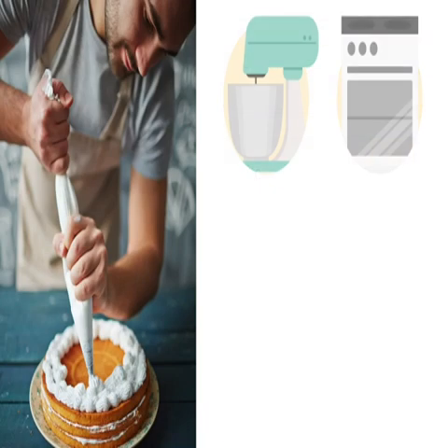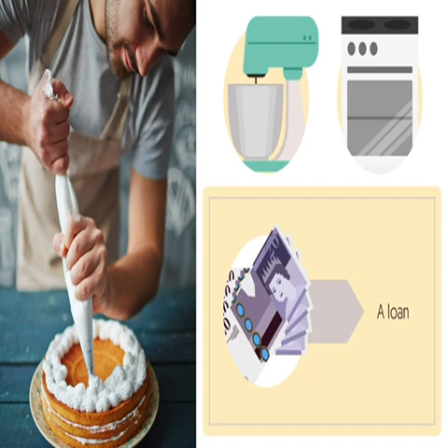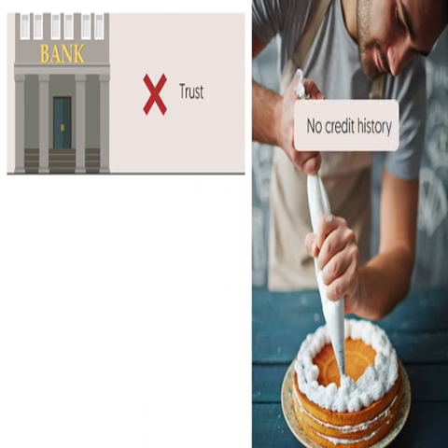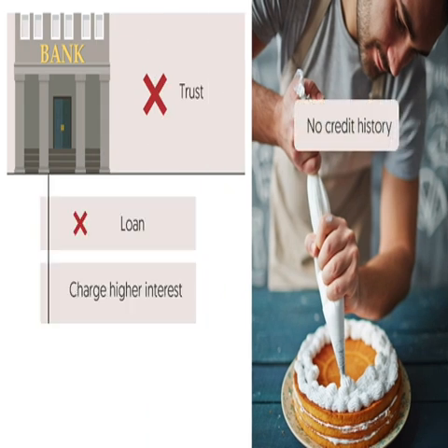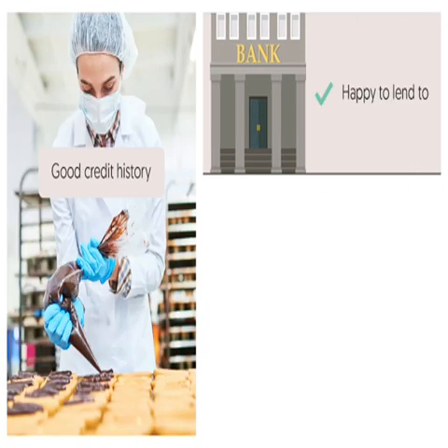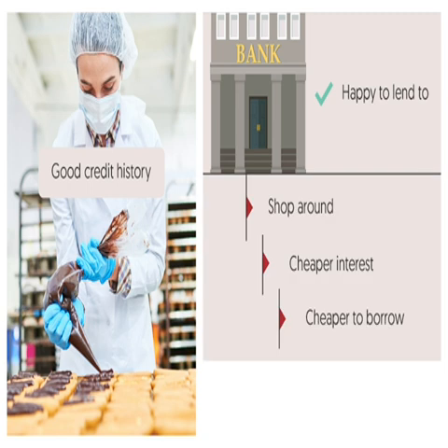For example, if I was making a cake, I'd need to buy a range of equipment like a mixer and an oven. To get this money, I might need a loan. As an individual with no credit history, the bank may not trust me, so may not give me a loan or may charge higher interest to cover themselves in case I don't pay it back. But if I'm a large business with a good history, any bank will be happy to lend to me, which means I can shop around and negotiate cheaper interest so it's cheaper to borrow money. This is financial economies of scale.